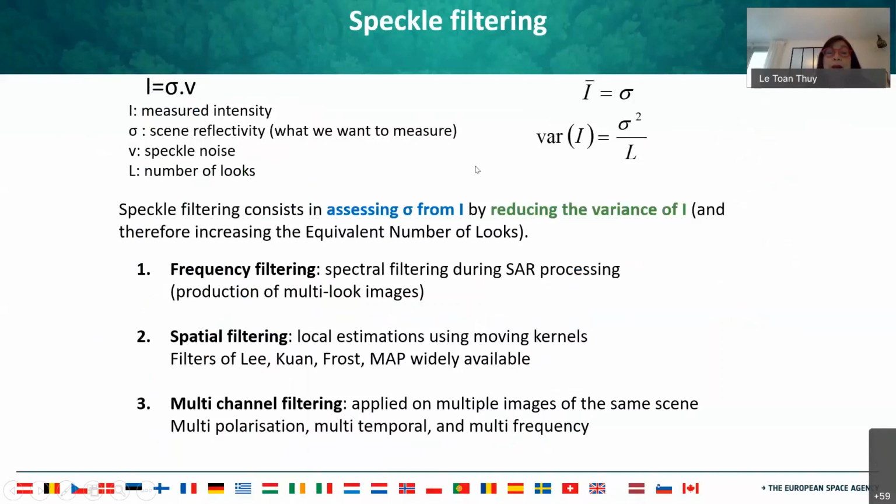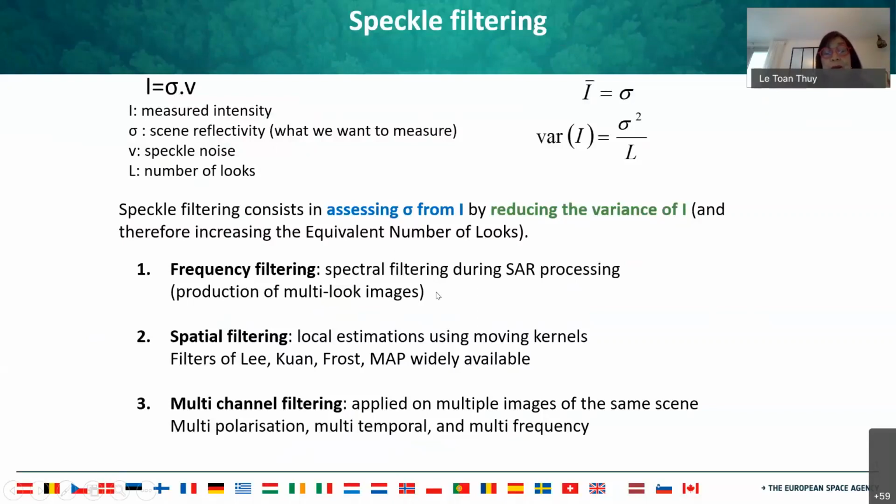The spectral filtering consists in assessing sigma from I. Sigma is the one we want to measure, and we do this by reducing the variance of I, and therefore increasing the equivalent number of looks. There's a different way to do that: there's frequency filtering, spectral filtering during SAR processing.